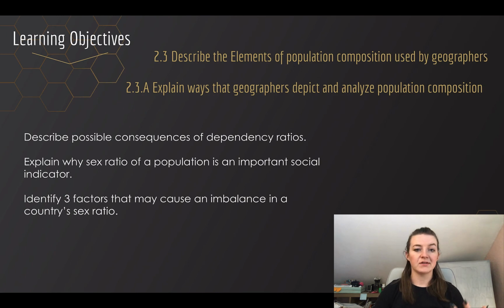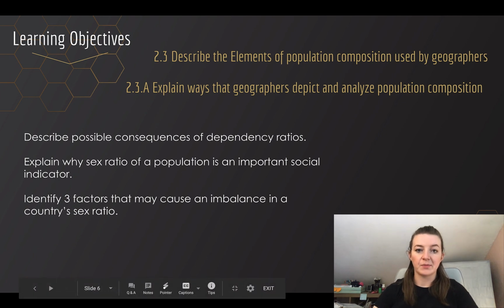All right, so that's it. We describe the elements of population composition used by geographers, namely sex ratio and dependency ratio. And we want to be able to explain ways that geographers depict and analyze population composition.